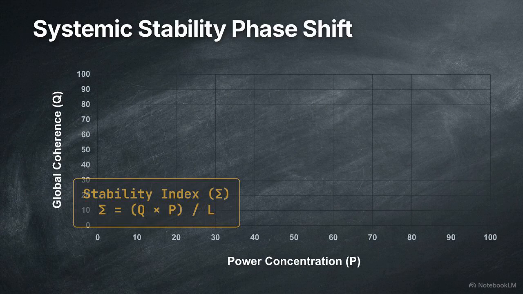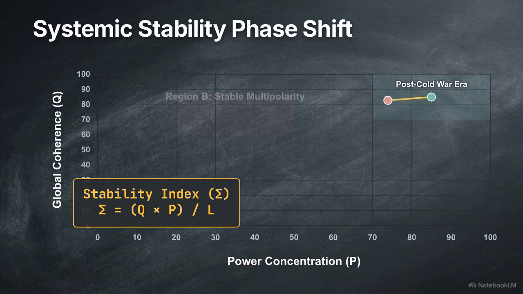Combining these variables yields the stability index. The stability of the entire system equals global coherence multiplied by power concentration, divided by the strain load. Plotting the immediate post-Cold War era places the global system clearly in Region A, stable unipolarity. This state is characterized by high coherence, moderate load, and highly concentrated power. As the timeline advances, the system shifts toward Region B, stable multipolarity. Here, power concentration drops, but global coherence remains high enough to maintain negotiated, rules-based boundaries between rival nodes.